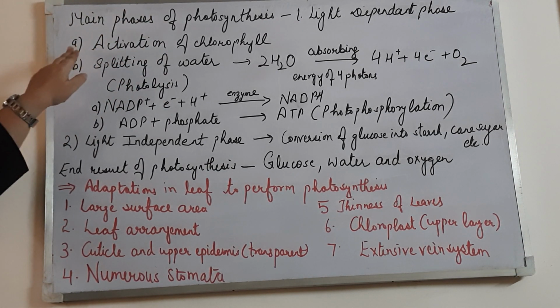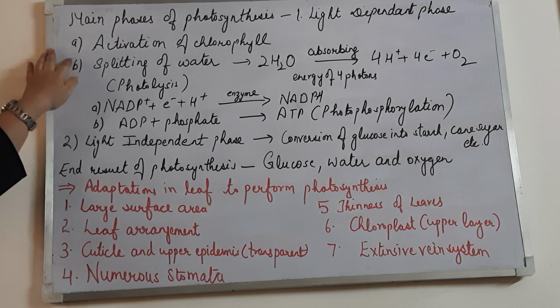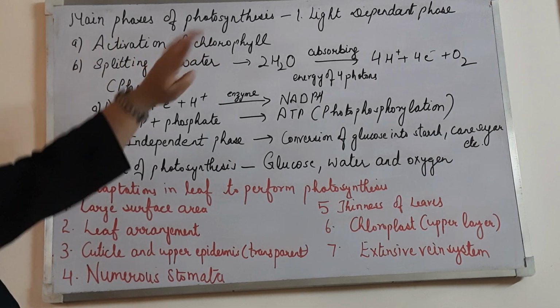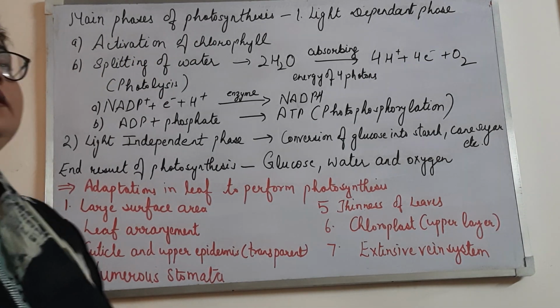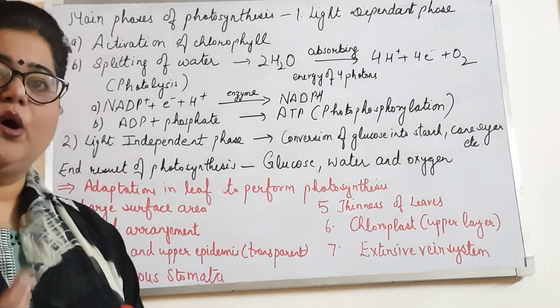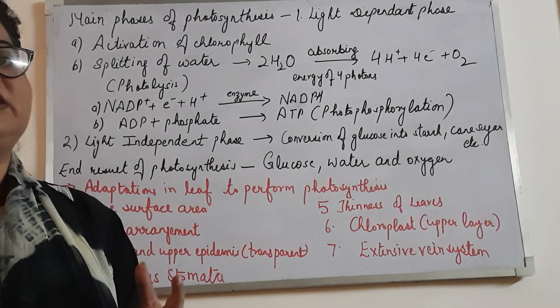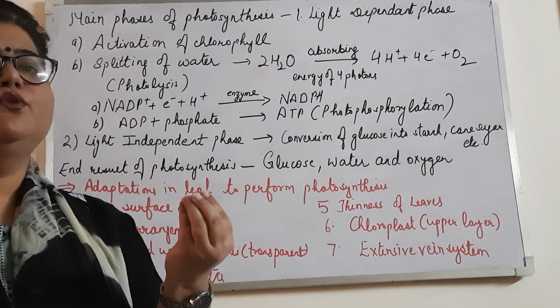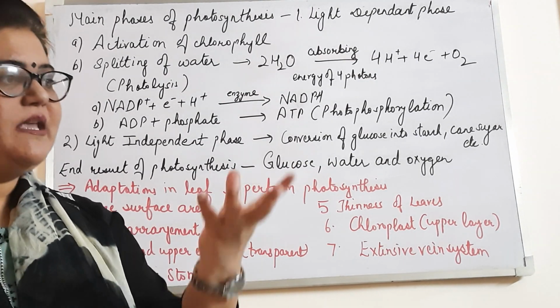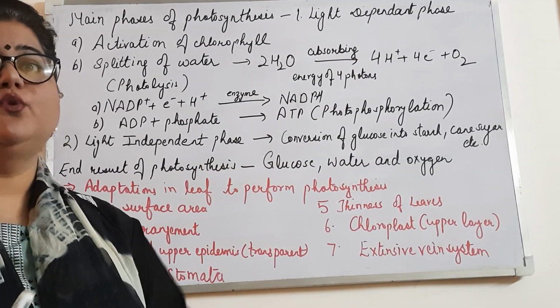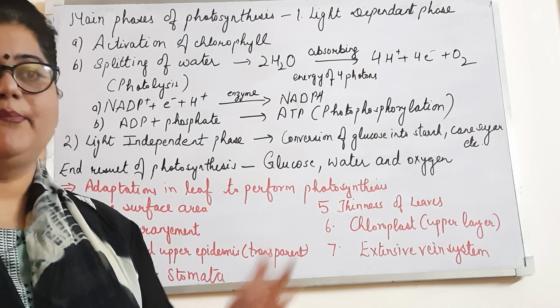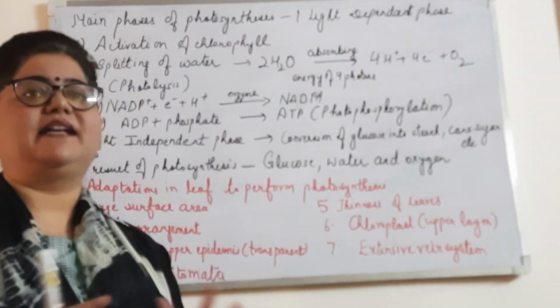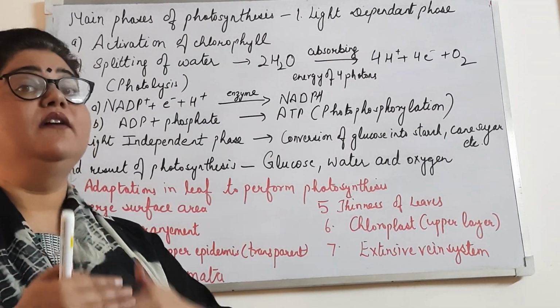And in this phase, what is the first step that happens? That is activation of chlorophyll. First of all, the chlorophyll absorbs 4 photons of light. Photons means it is a very simple unit of light energy. So it absorbs light energy to get activated. Okay, in the presence of light energy, it gets activated and it starts its further process.